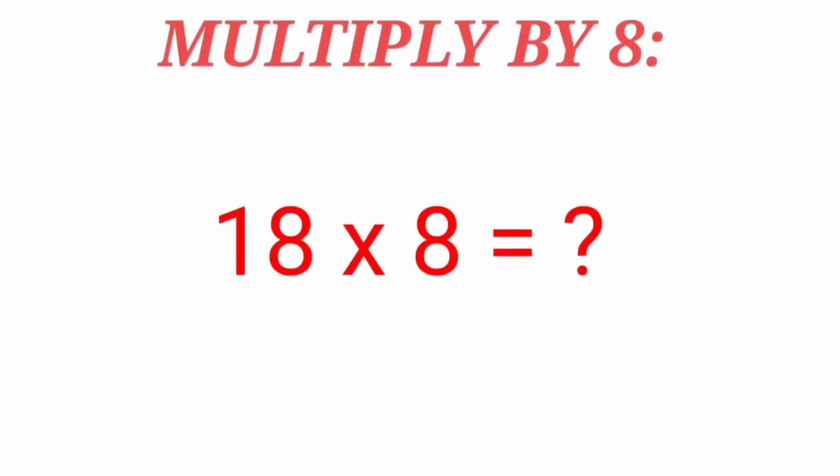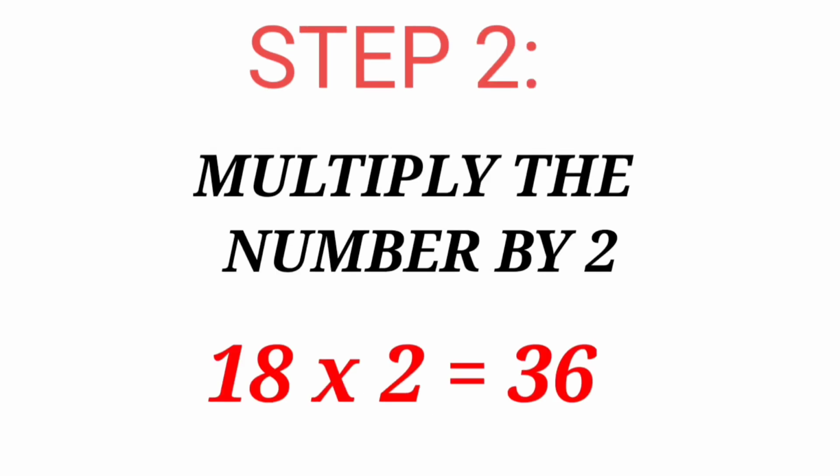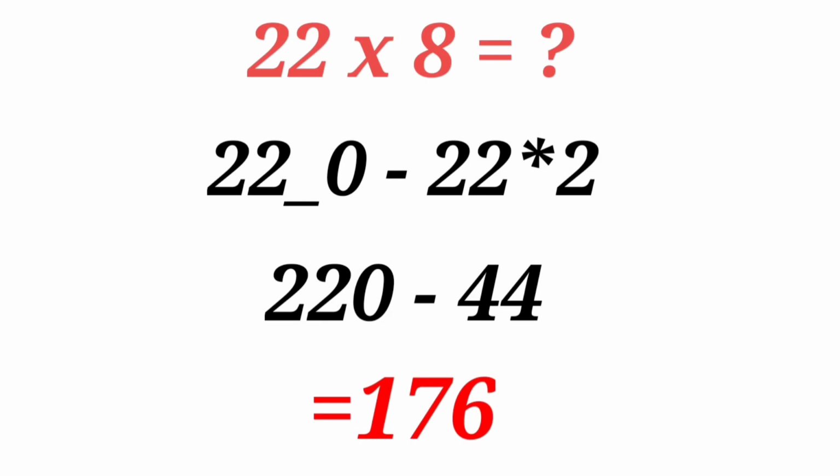Method 8. Multiply by 8. For example, 18 multiplied by 8. Step 1 is, put a 0 next to the number. So it will become 180. Step 2 is, multiply the number by 2. So 18 multiplied by 2 is 36. Last step is, subtract step 2 from step 1. So 180 minus 36 will become 144. Here is another example of this method.